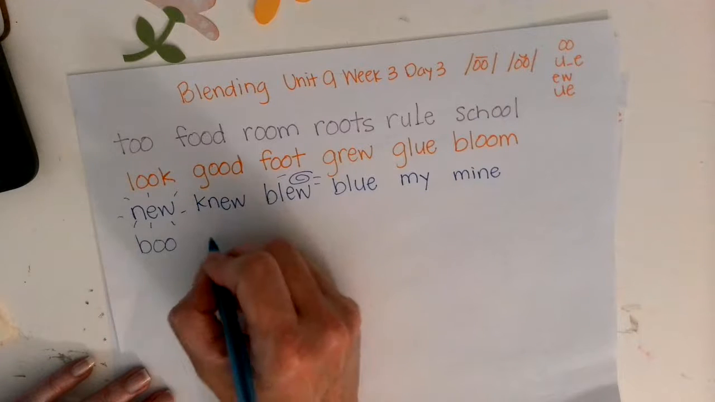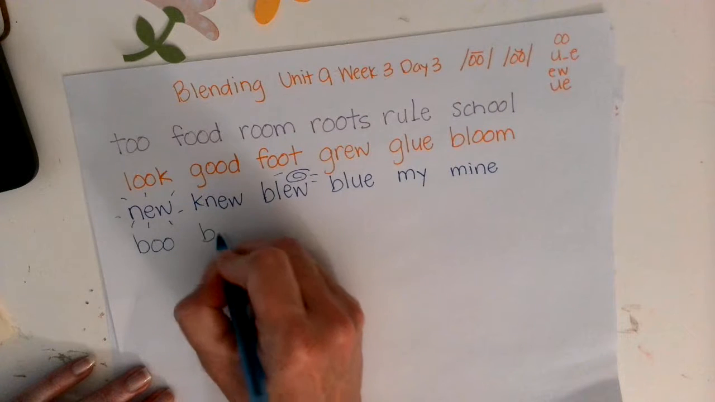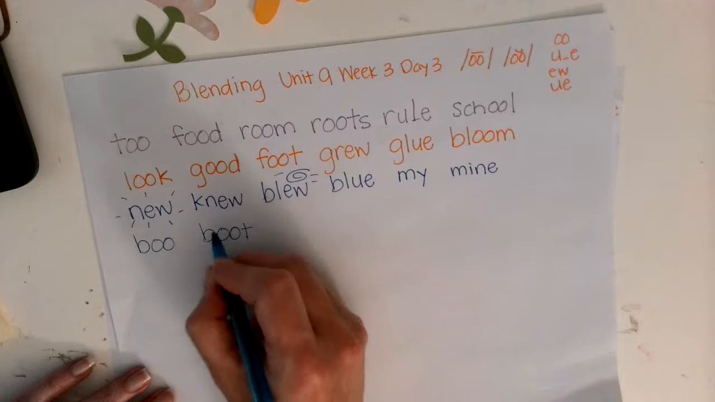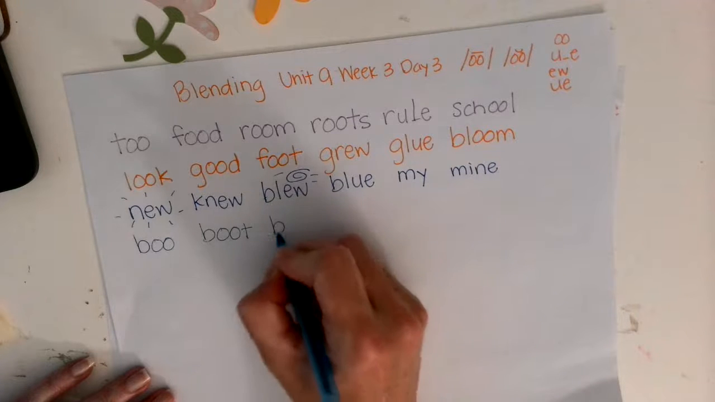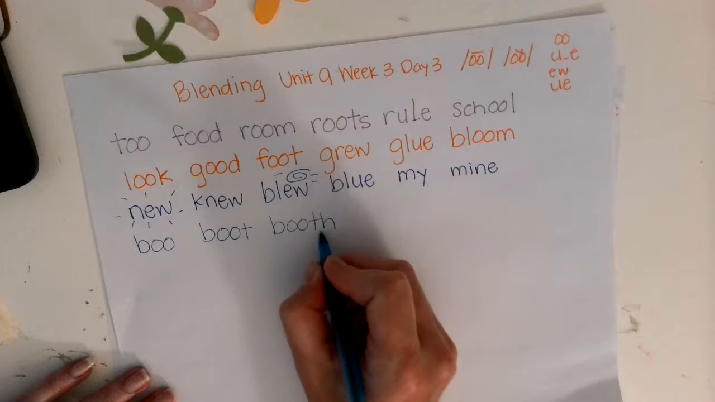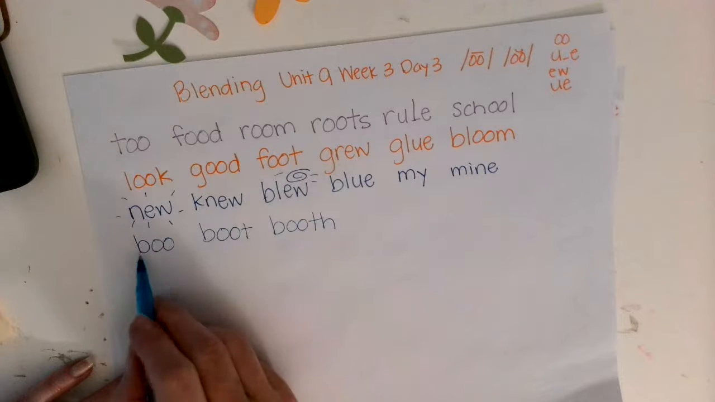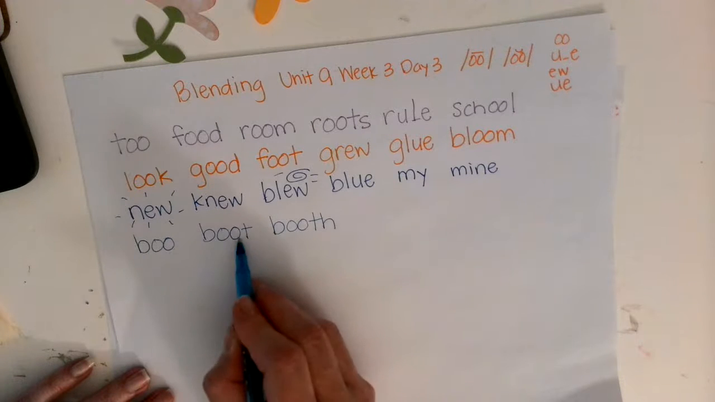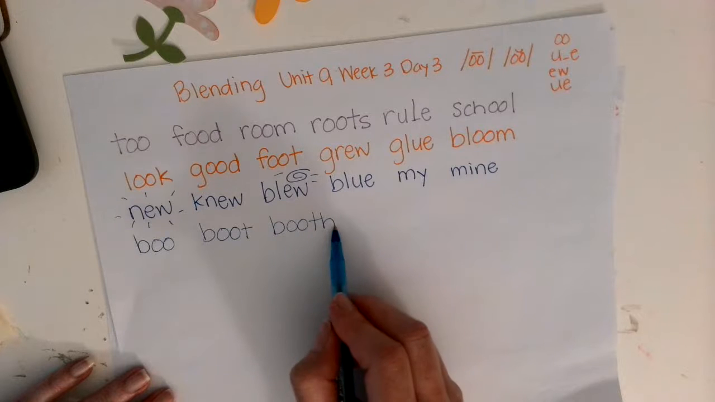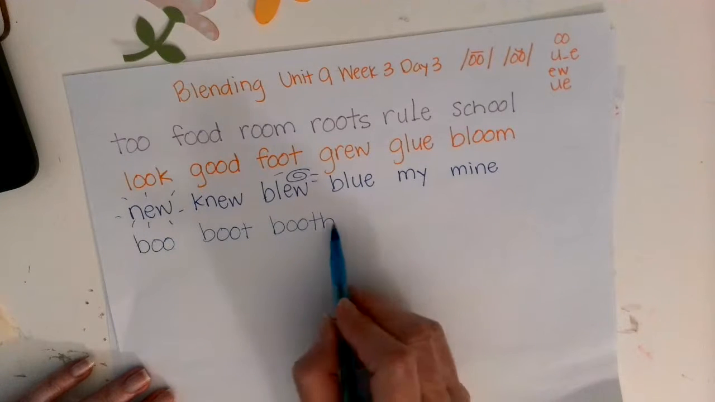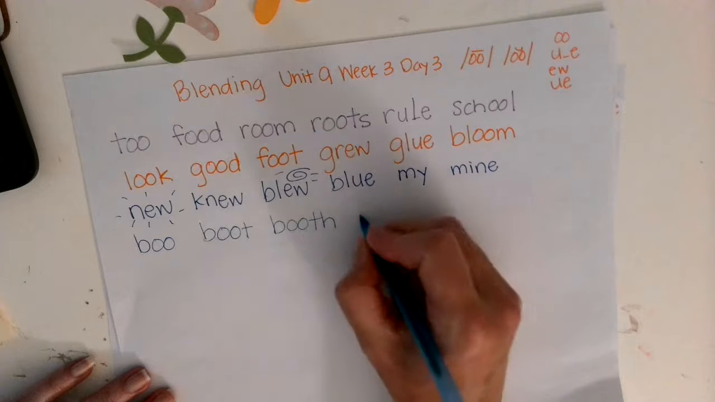Boo. Hope I scared you. Boot. Booth. Notice how we started with just B-O-O, and then we added a T to the B-O-O, and then we added an H to the B-O-O-T. We can make words grow. Next one, ready?